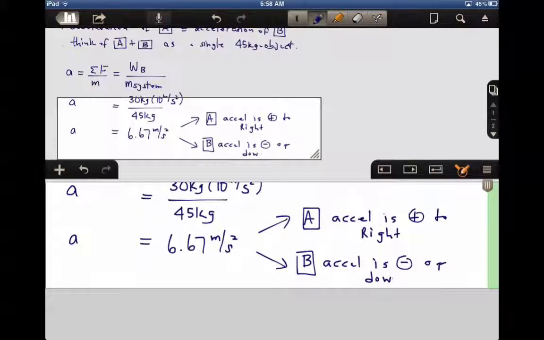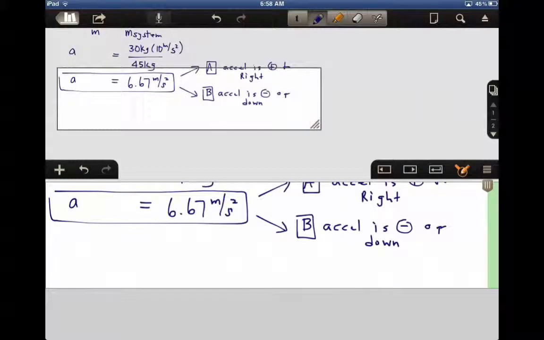Now, it may seem bothersome that one calculation yields accelerations in two different directions, but that's the whole point of the pulley. The pulley allows the two boxes to accelerate in different directions while being tied to the same string. I want to also point out that this value, so we can box that, that's our final answer.